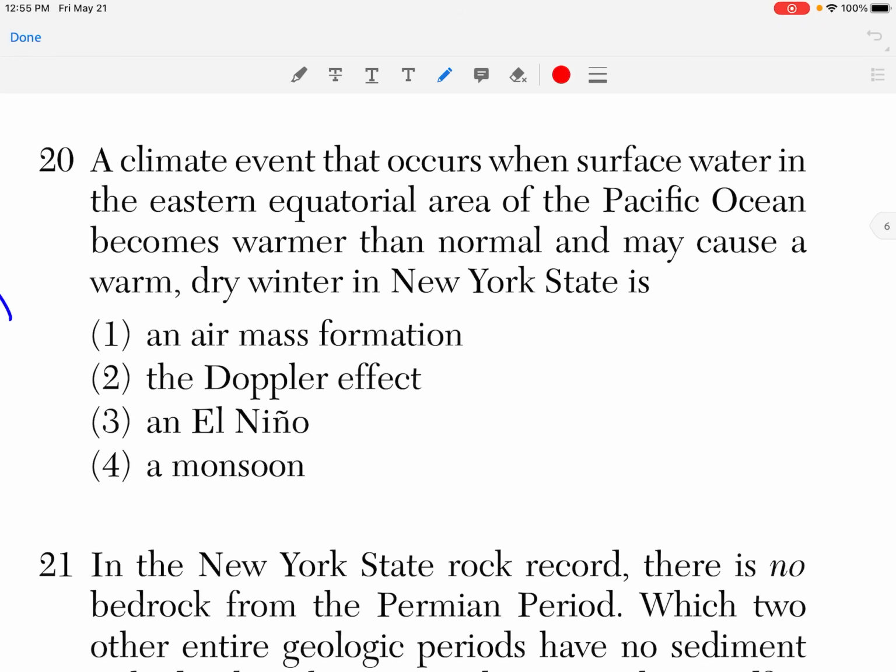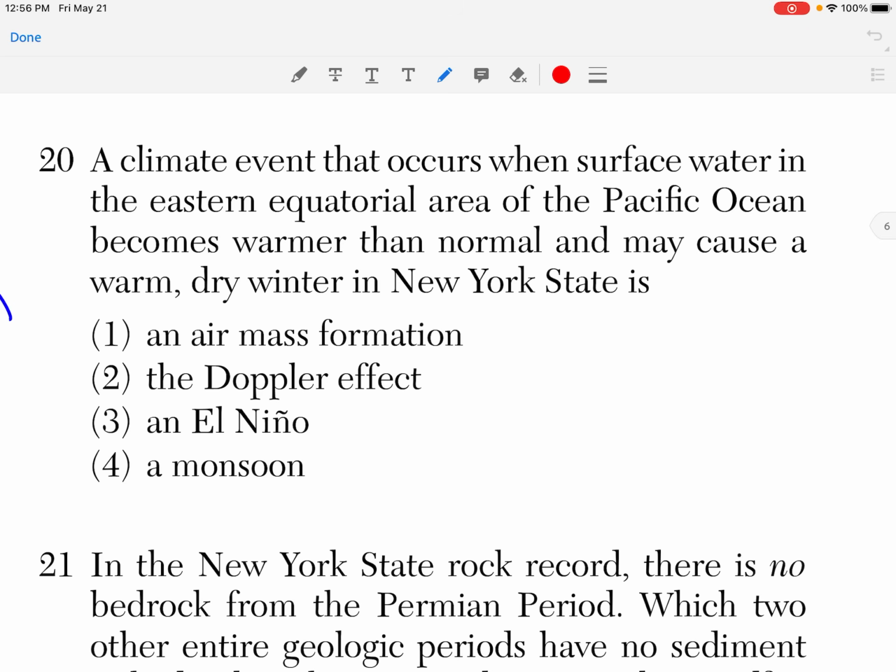All right, question number 20. A climate event that occurs when surface water in the eastern equatorial area of the Pacific Ocean becomes warmer than normal. So this is a meteorology idea related to some climate stuff. And remember, this is one of those questions that you really just have to kind of memorize and know. And we can just go through the choices here to figure out our answer, but it is kind of a memorization thing. Air mass formation happens everywhere. This is very specific. This question is very specific to a certain region.